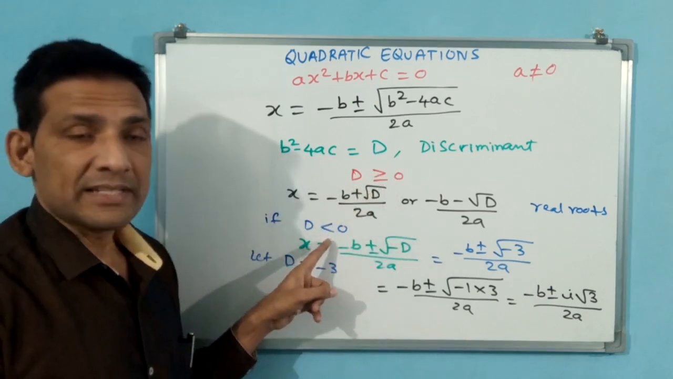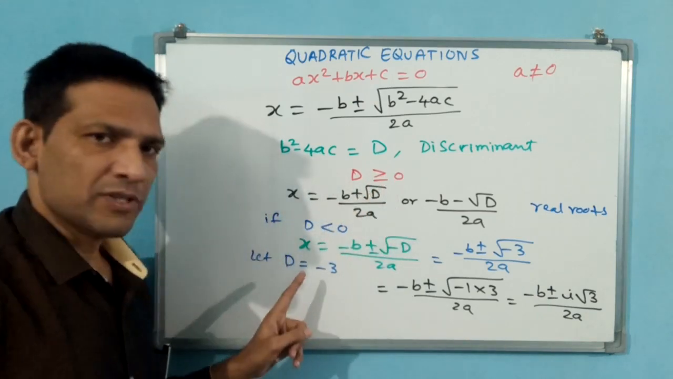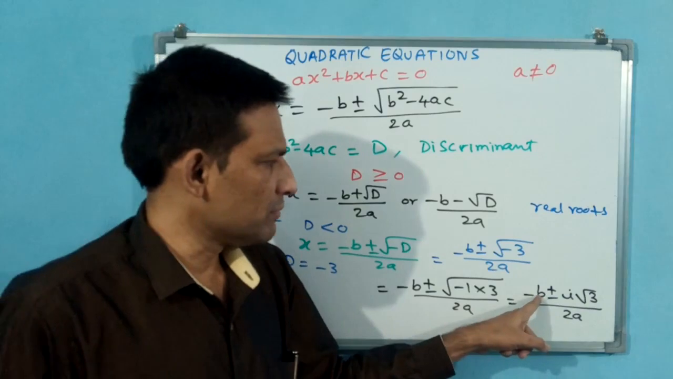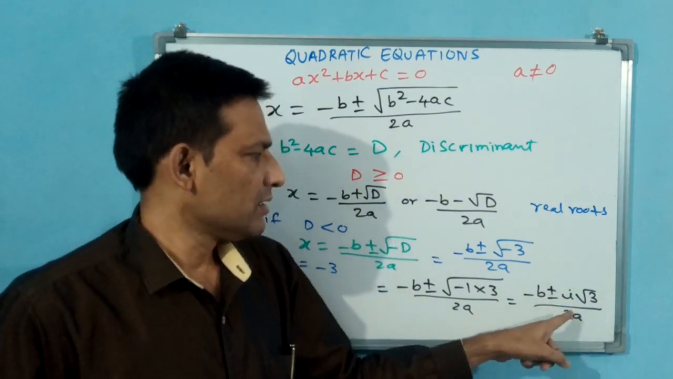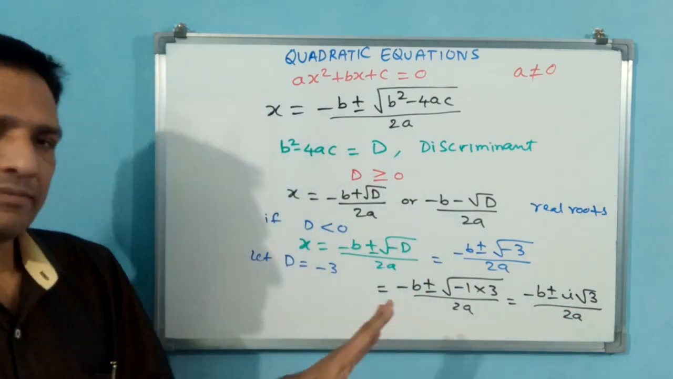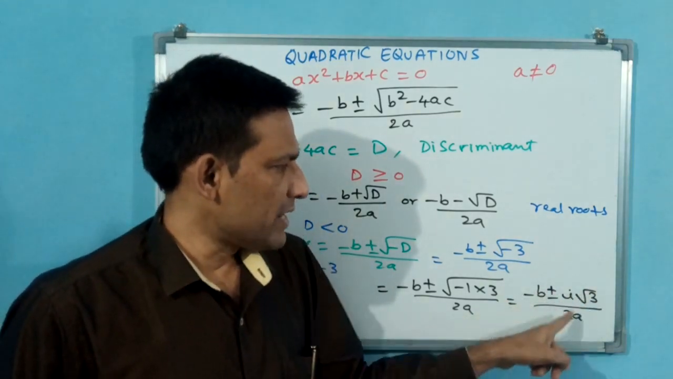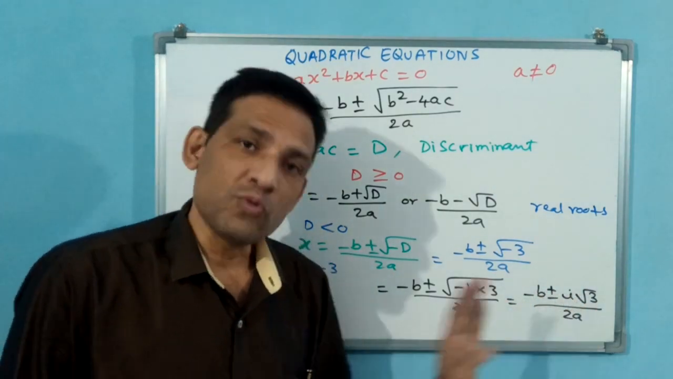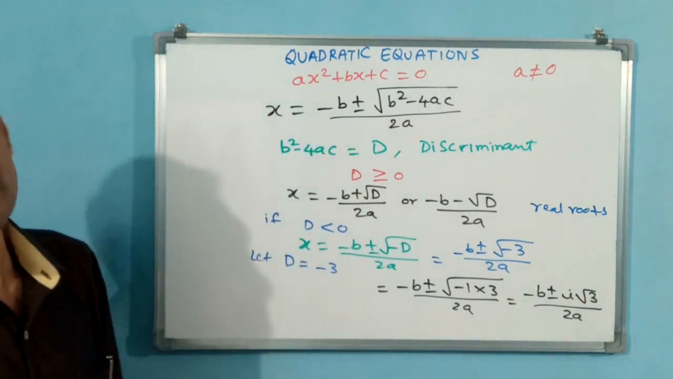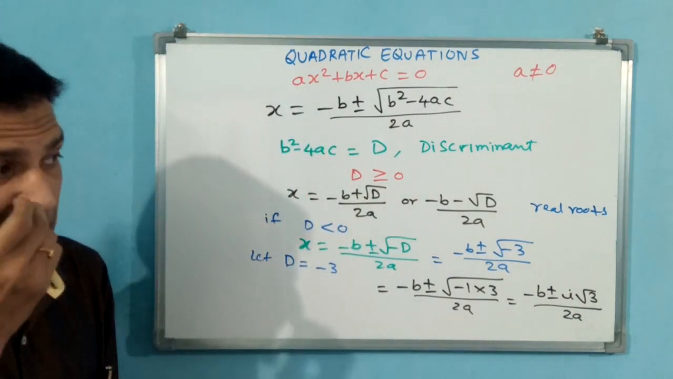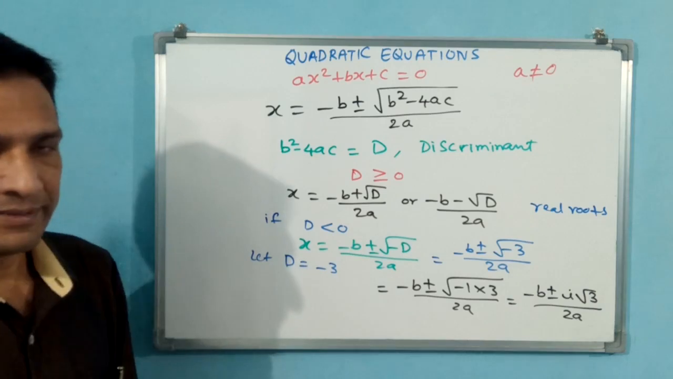But what if it is less than 0? When the discriminant is less than 0 also, we have got two solutions. Minus b plus i root D by 2a, minus b minus i root D by 2a. Here root D means the discriminant. Okay, this is our concept.